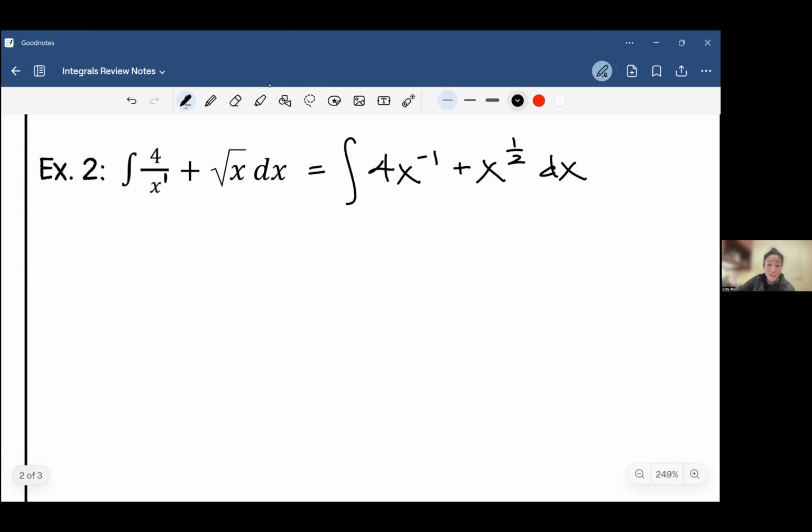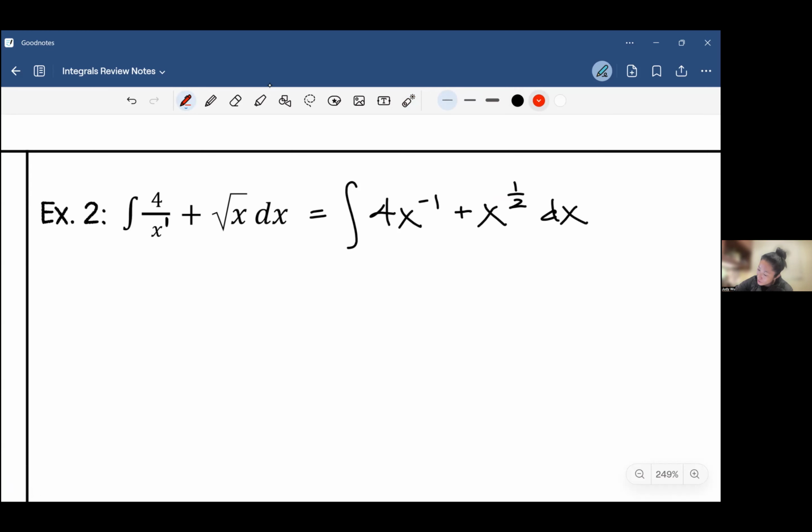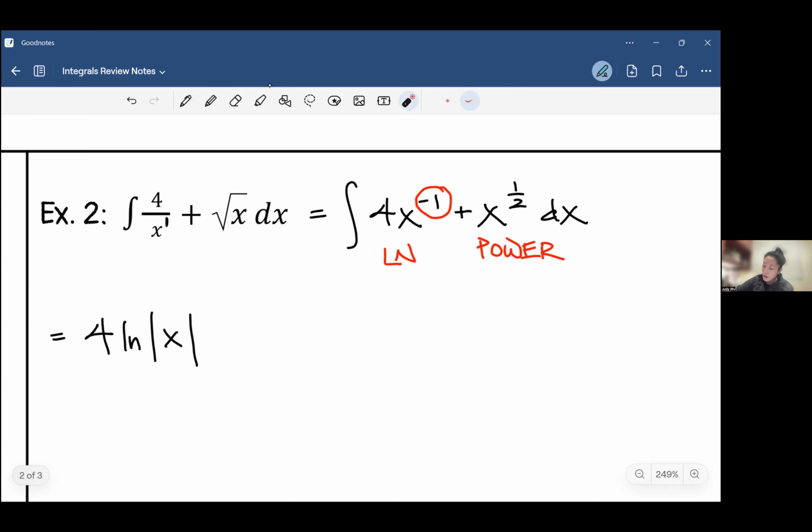All right. Now we get to use our rules. And one thing I like to do is kind of set myself up to be successful. I know I want to use the natural log for this one because of that negative 1, but for the x to the 1/2, I'm going to use the power rule. All right, let's see what we get. We get 4 times natural log of the absolute value of x. Now I don't know what your previous professor said, and I wasn't really super picky about it myself, but now that we are in the next class, I really do want us to have those absolute value bars here, okay?